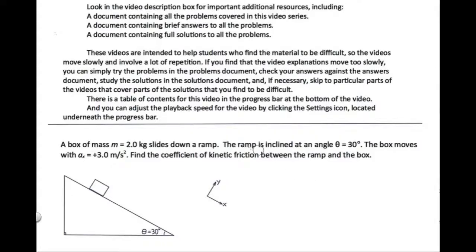Please pause the video and try this problem. Now let's discuss the solution together. First, we have to choose a problem-solving framework.